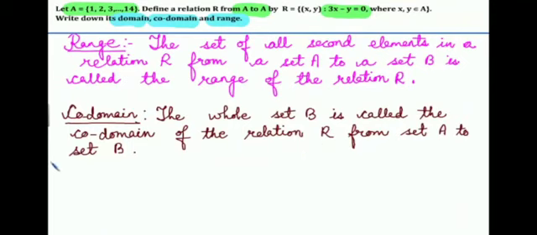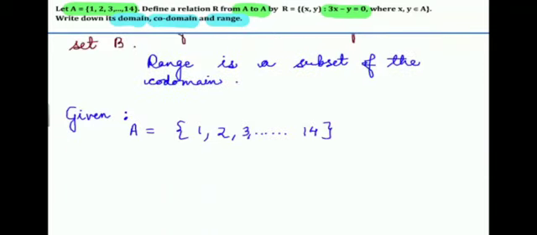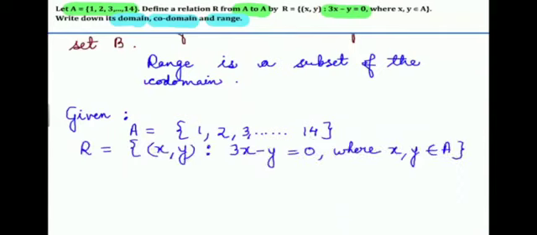Here you are given a relation R from A to A. So here A to A, your second set is A, right? So your codomain is obviously A, and range is always a subset of codomain. So here our codomain is A, that is, 1 to 14. So range will also be from 1 to 14. In this question, given A is equal to 1, 2, 3, 4 up to 14.